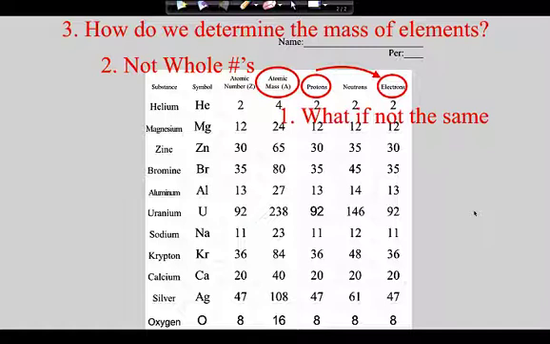What are the 3 questions we're going to answer? Number 1, what happens if protons and electrons aren't the same? Number 2, why are the masses not whole numbers? And number 3, how do they figure out the masses in the first place? And that will lead to the extra credit. You guys ready to go? All right, here we go.